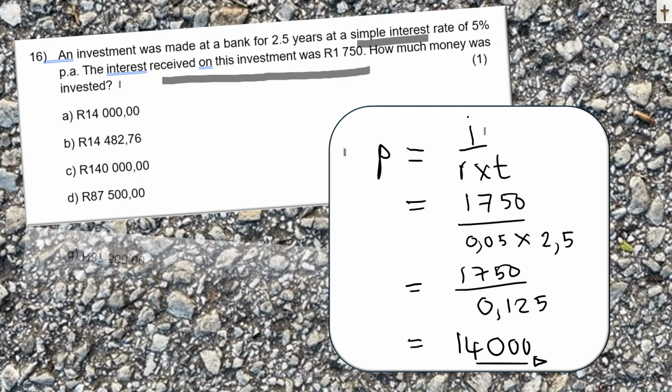So you select the formula P is equal to I over R times T, and you're given the 1,750. You're given the interest rate, and for the number of years, 2.5. It's all about knowing which formula to select. In this case, we're given the interest amount. The numerator will be I, and you're taking the simple interest formula. The answer is A, 14,000.